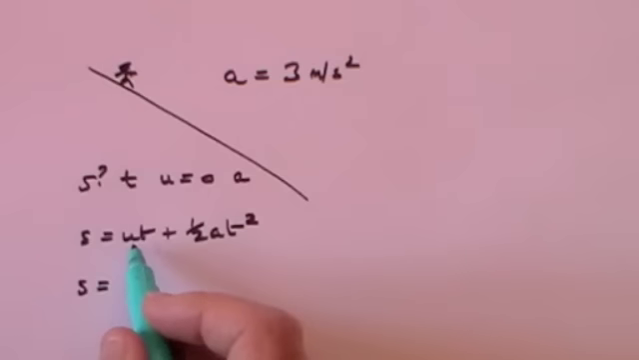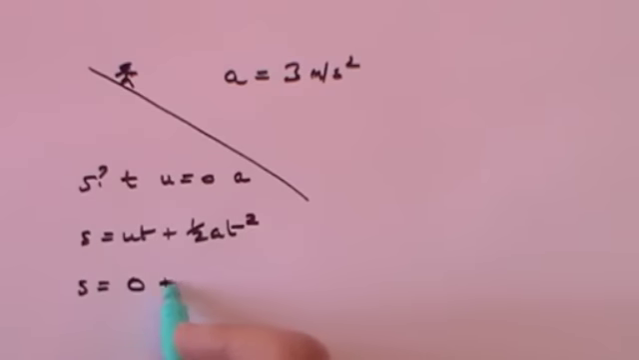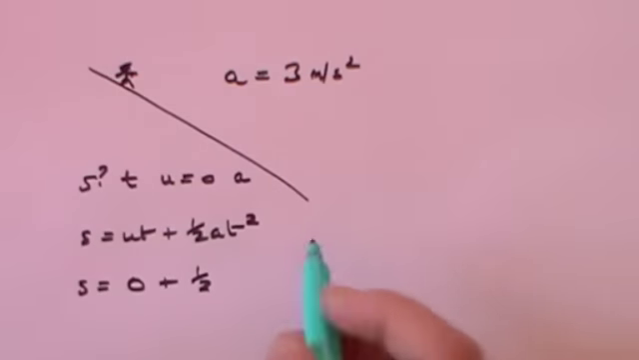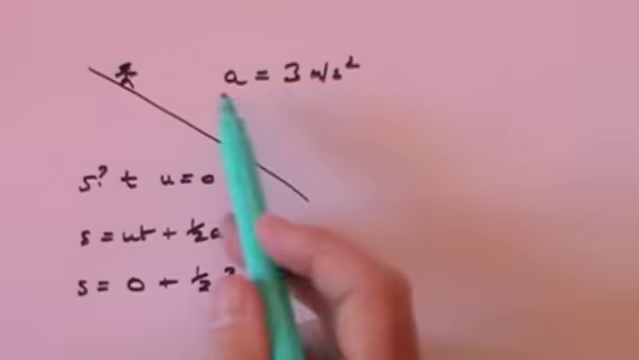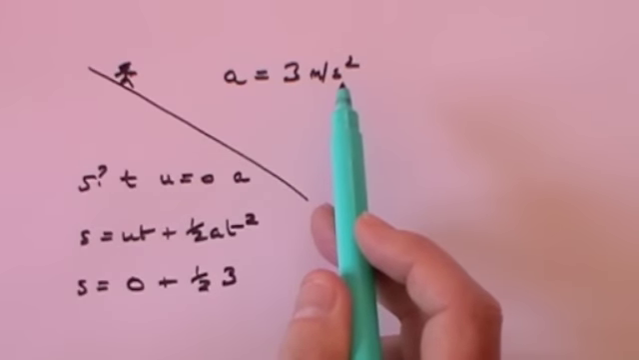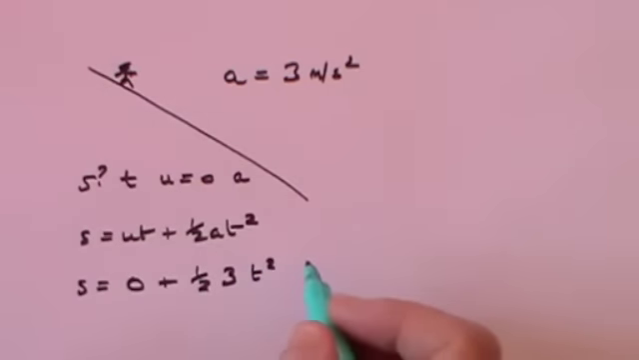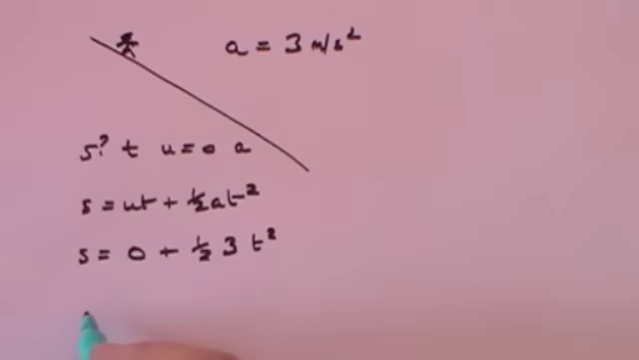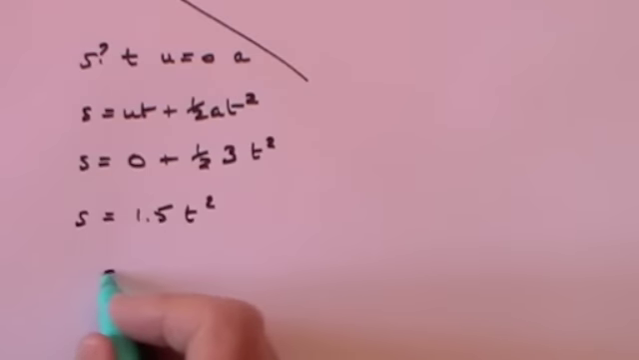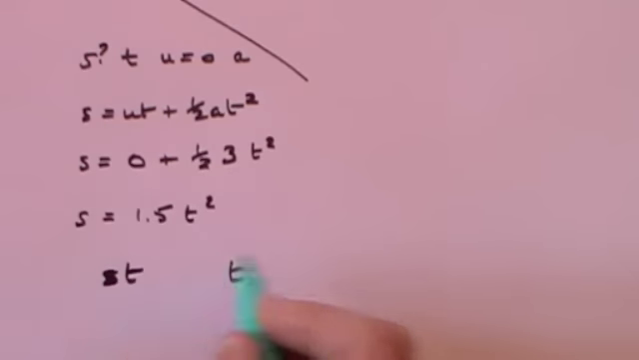S is equal to, well, u is 0, so that just becomes 0, plus a half times the acceleration, which in this case is 3 meters per second squared, not gravity, because we've already been told that the skier's acceleration is subject to this, times t squared. So essentially the distance is equal to 1.5, that's half of 3, times t squared. So if you want to know, we'll just plot distance against time, or let's do it the other way round. Let's do time and the consequential distance, which is s.